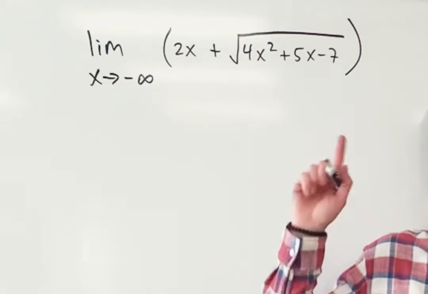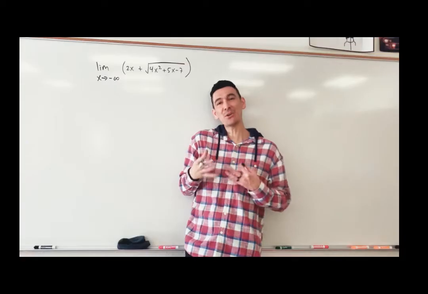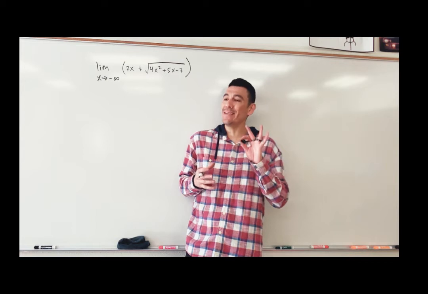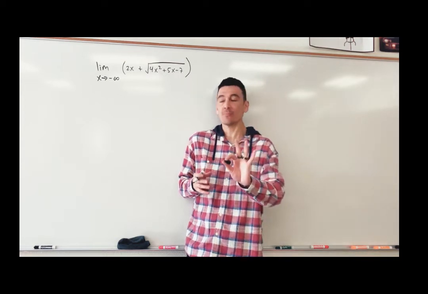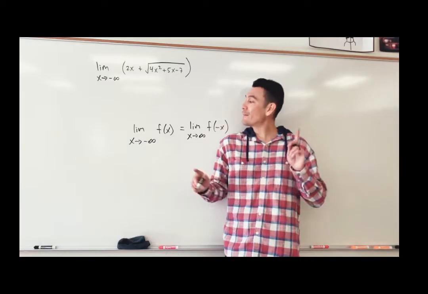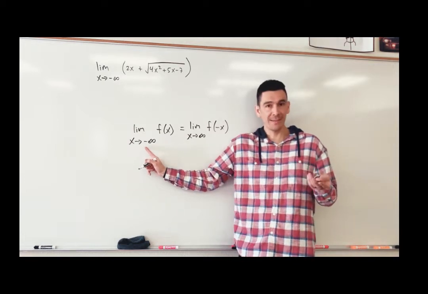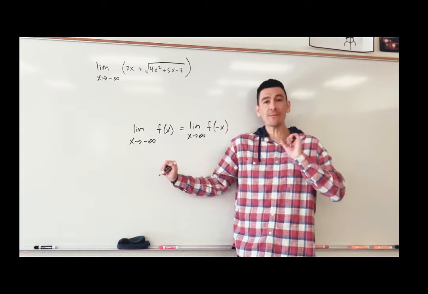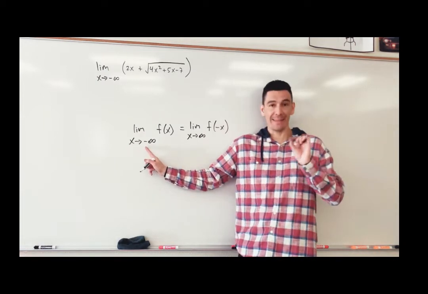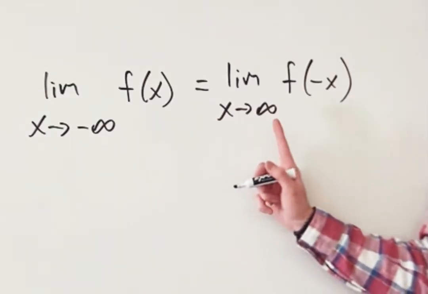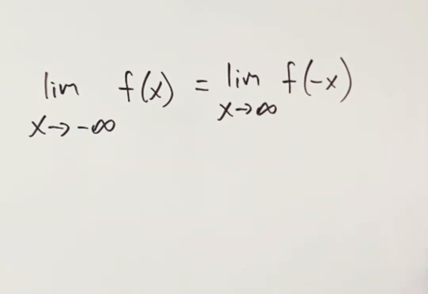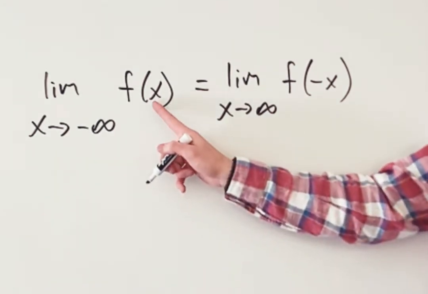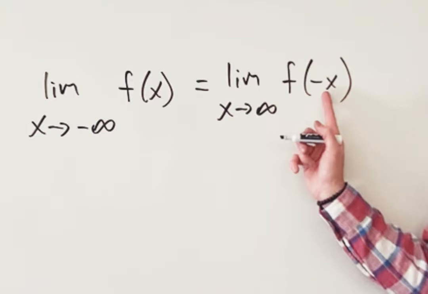So we tried this problem here and we came across some issues. So here is the proposition. Let's say that you have to find the limit as we approach negative infinity of some function f. Now, if for whatever reason you don't want to approach negative infinity, you can approach positive infinity, but what you'll have to do is instead of x, this has to become negative x.